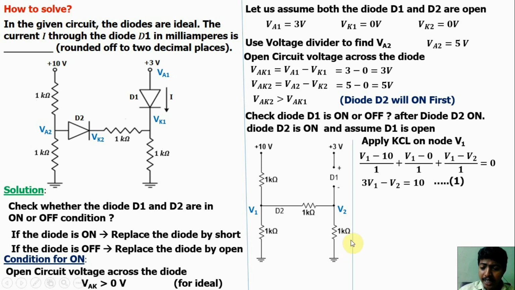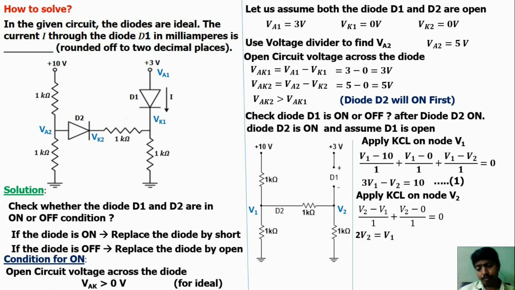Next, apply Kirchhoff's current law for node 2. Assume all the current flows outward from the node. Here diode D1 is in open condition, so the current flowing through diode D1 is 0. So (V2 minus V1) by 1 kilo ohm plus (V2 minus 0) by 1 kilo ohm is equal to 0. Simplify this equation and you will get 2V2 is equal to V1. Our objective is to find the V2 value. So substitute this V1 value in equation 1, and we get V2 equal to 2 volt.